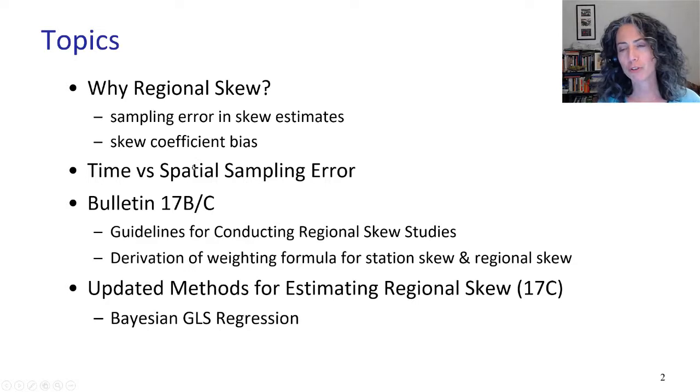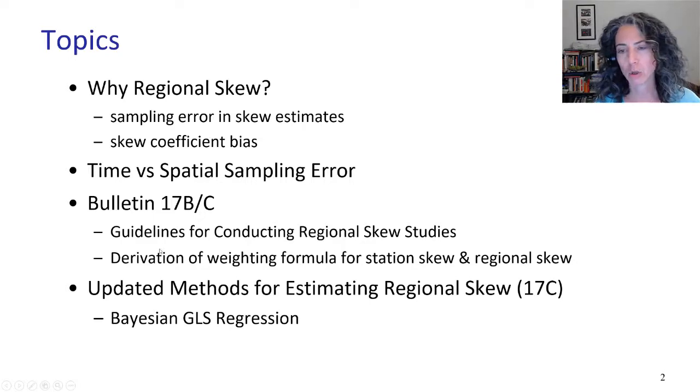Then we'll move on to the approach to regionalization, which has been known as trading space for time, or pooling information into a larger data set. Then we'll talk a bit about how skew is discussed in Bulletin 17B. The guidelines in Bulletin 17B did suggest doing regional skew studies ourselves, and I'll go through the various methods just so we have an idea of how it might be done.